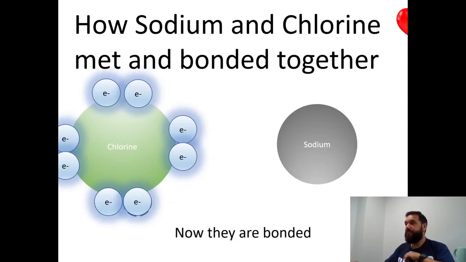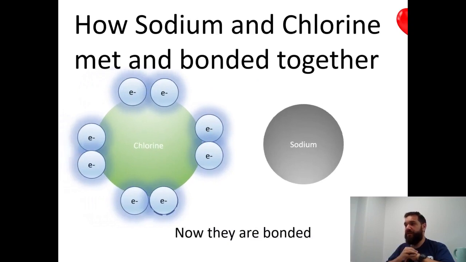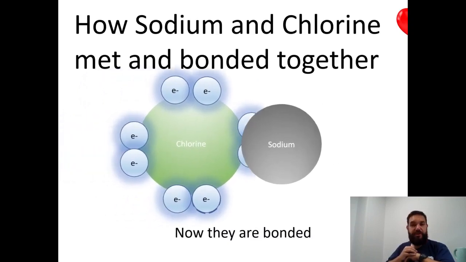Now they're bonded together, right? Sodium gives chlorine its electron, and now they're bonded together. If sodium moves away from chlorine, it's going to take its electron with it, and chlorine will lose it, and then both will be unhappy again. And they don't want that. They want to be stable.